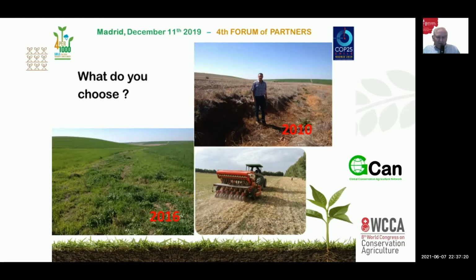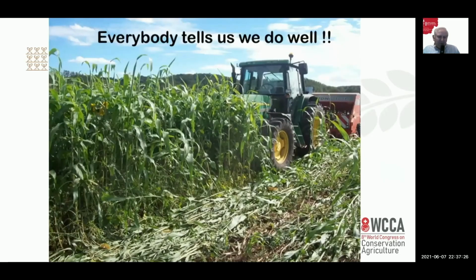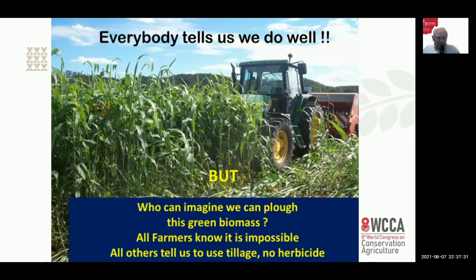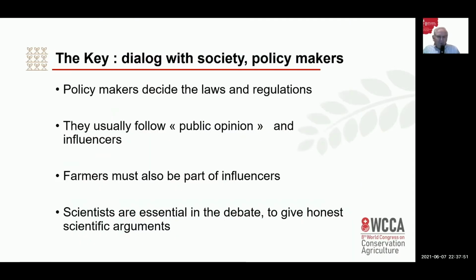Before you had erosion, now you've got good soil with organic matter and producing more. Everybody tells us we do well every time we explain to farmers and citizens, or to policymakers too. But at the same time, politicians tell us to use tillage and no herbicide. We cannot do both together. Who can imagine we can plow this green biomass? All farmers know it's impossible.